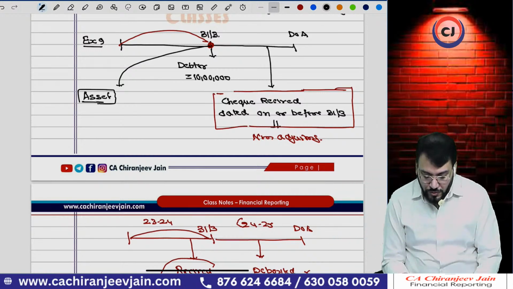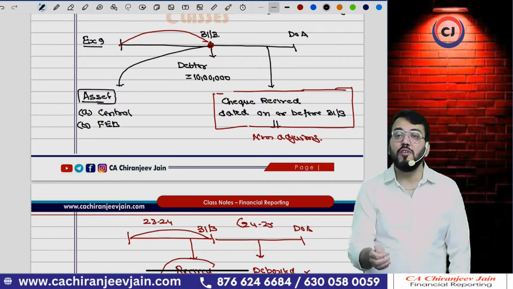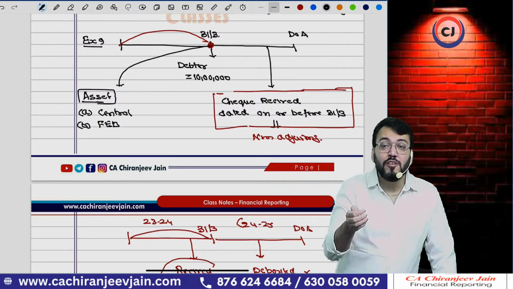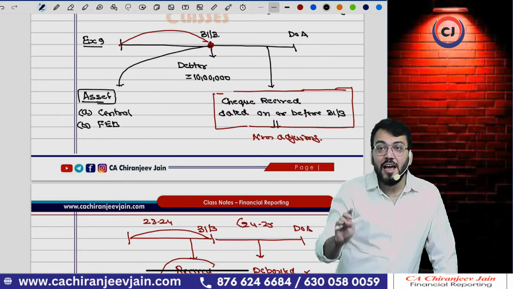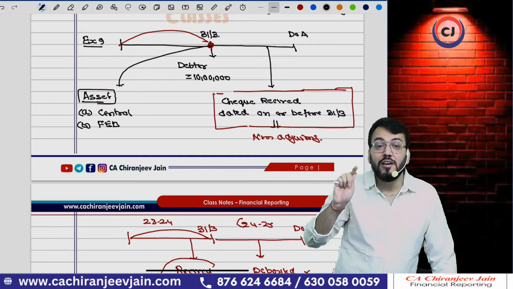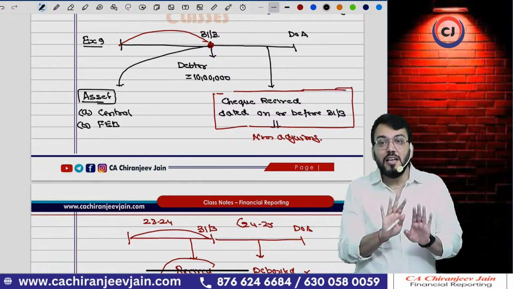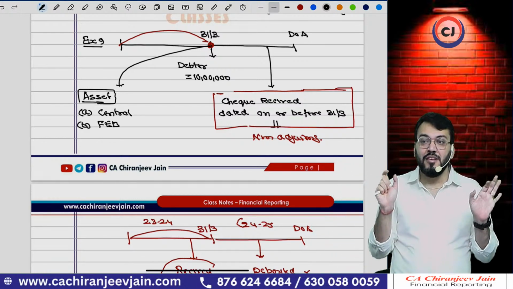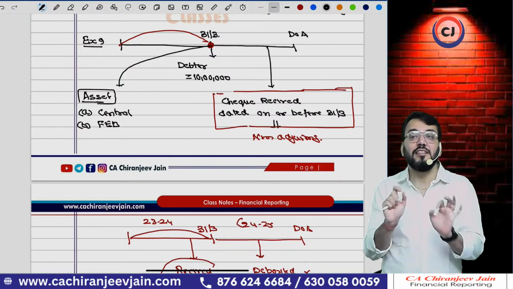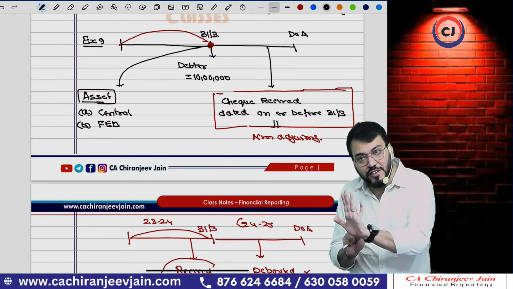Correct? Understood? So there are two conditions. First is control, and second is future economic benefit. So can I say on 31st March it was not received and therefore it was not under the control of the entity. Therefore this check cannot be deposited or endorsed to any other party on 31st March. Therefore, it will not meet the definition of asset and cannot be recognized as an asset on 31st March. Correct? Your answer was 100% correct.